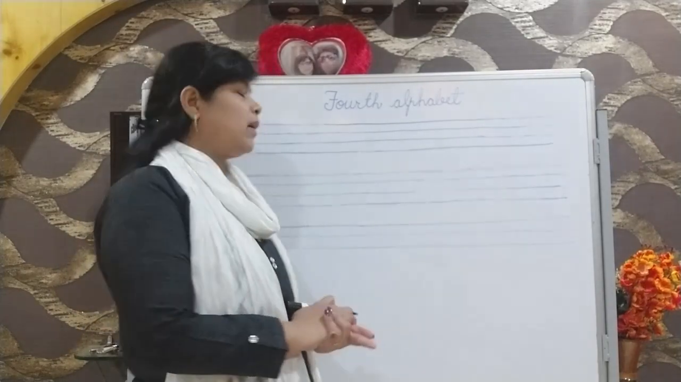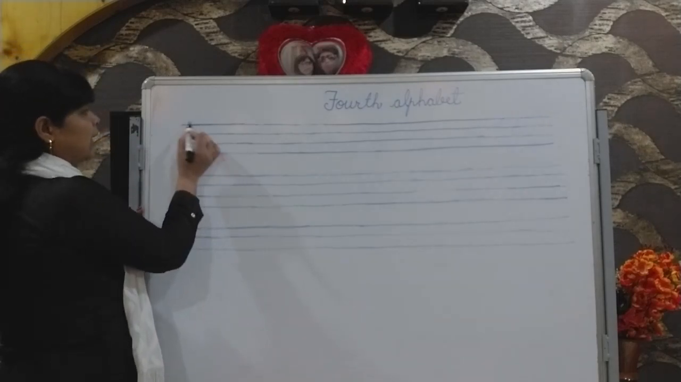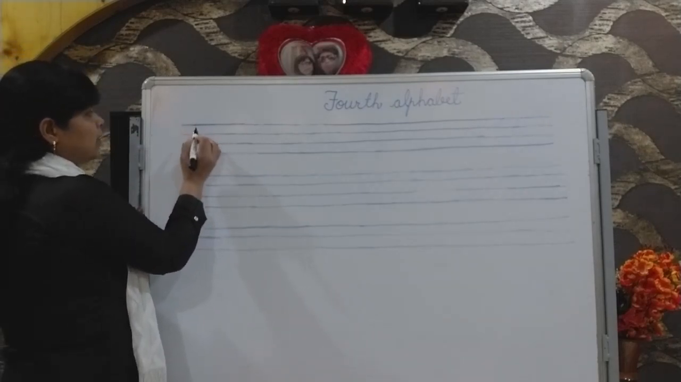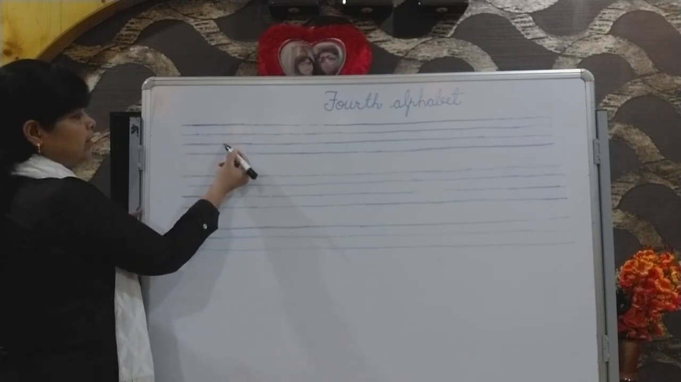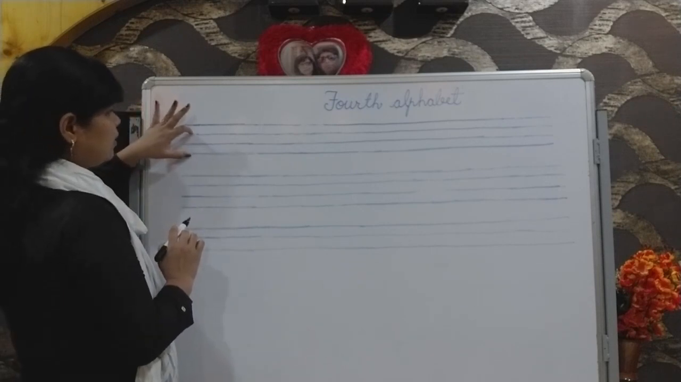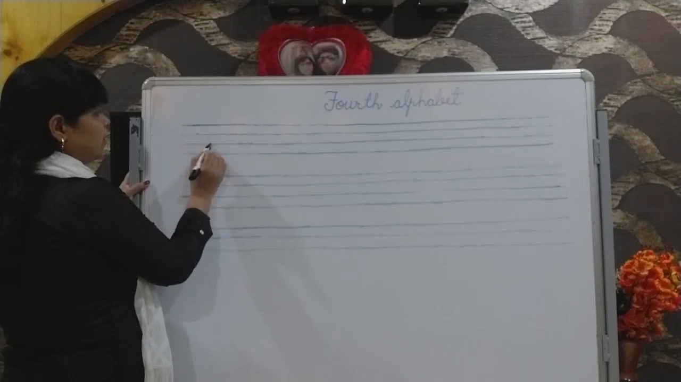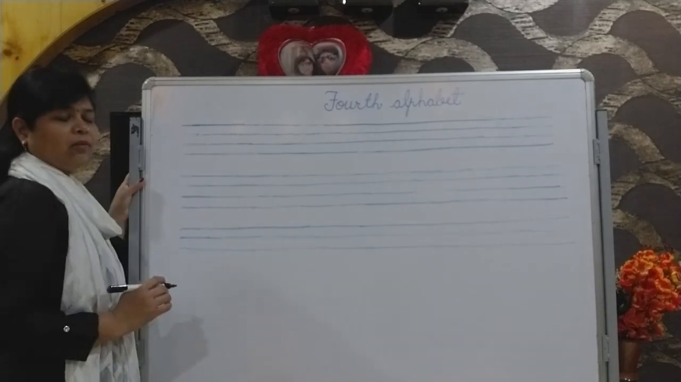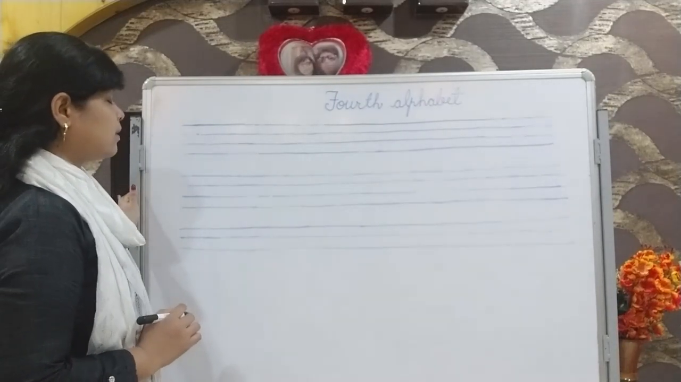First of all, we should learn the lines. There are 4 lines: 1, 2, 3 and 4. These are the upper 3 lines, and these are the lower 3 lines, and this is the middle line. So first of all, I will start with the middle line letters.